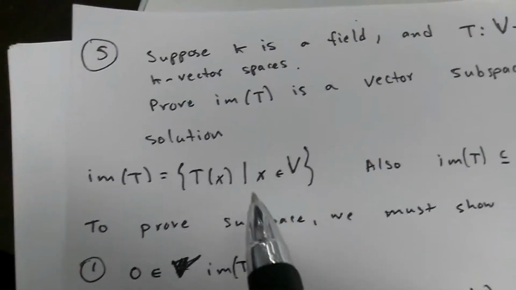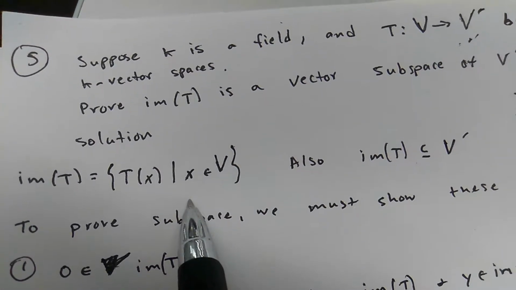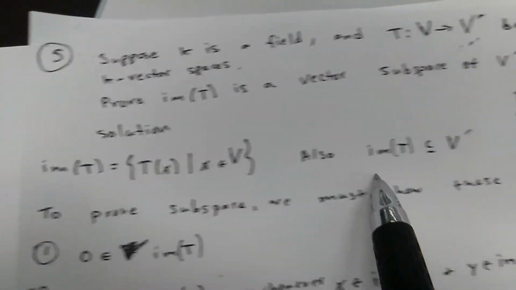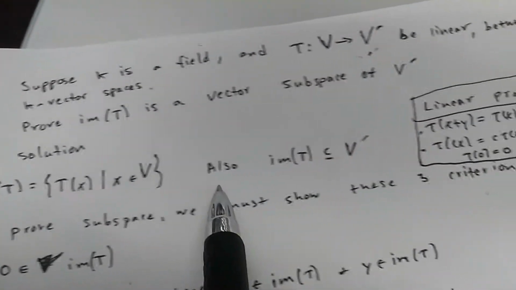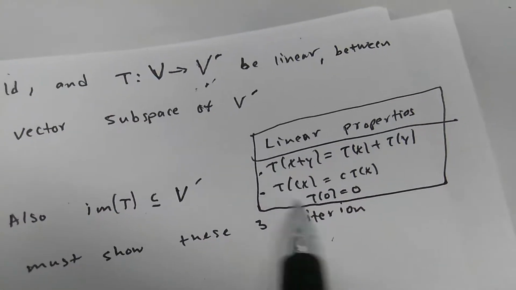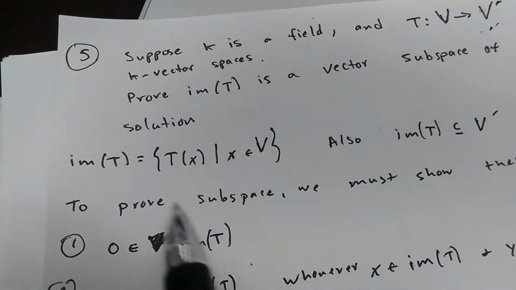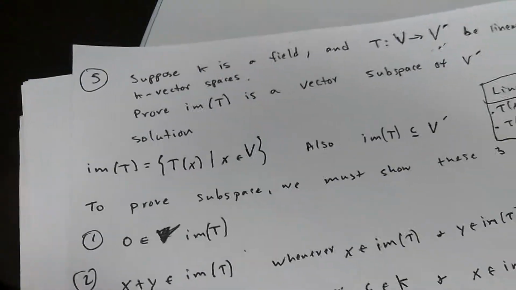So the definition of the image of T: the image of T is a subset of V prime, right? Consisting of all images under T of vectors in V. So we're also going to be using basic properties of the definition of linearity, these two, and this is a basic property of being linear: the transformation of the zero vector is equal to 0. And this is the definition of the set, the image of T.